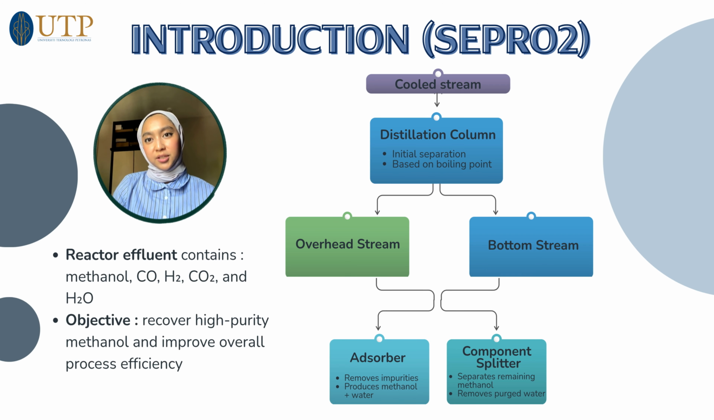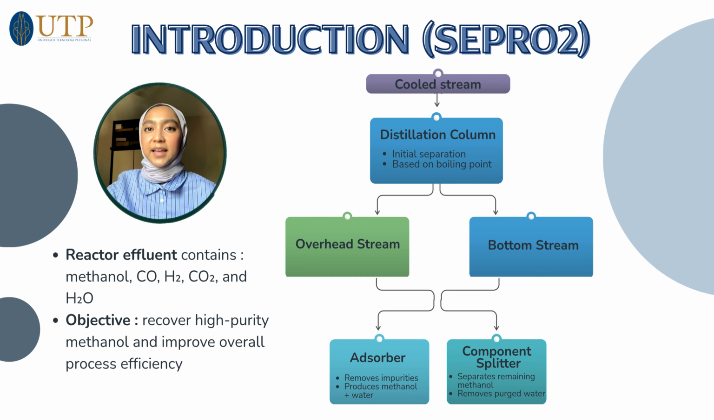In methanol production, the reactor effluent is a complex mixture of methanol, unreacted gases like hydrogen, carbon monoxide, carbon dioxide, and water. Because of this, an efficient separation system is required to recover high purity methanol while minimizing losses and improving overall efficiency. The separation process relies heavily on the fundamental concept of differences in physical properties between components. In our case, we primarily exploit differences in boiling points and adsorption affinities.